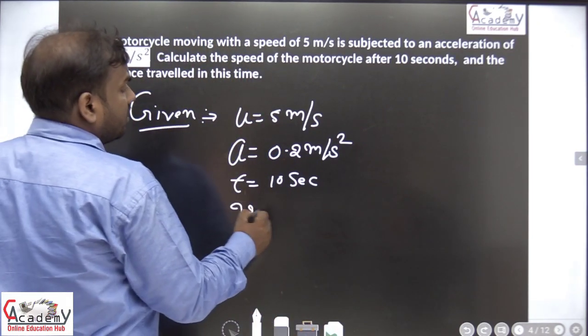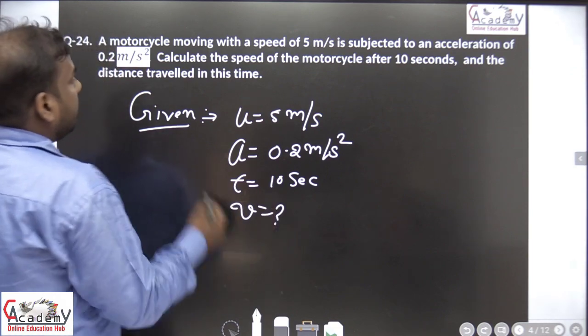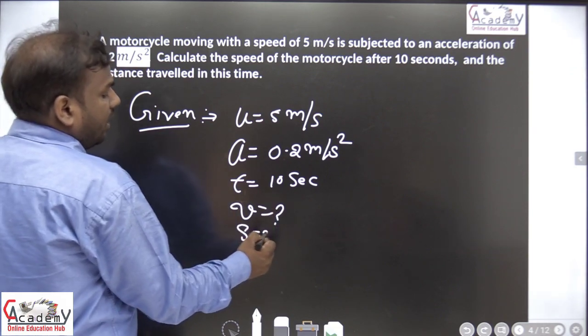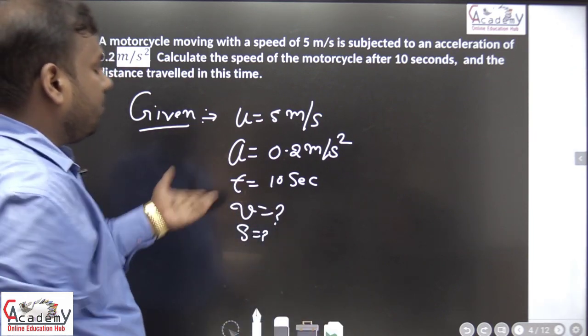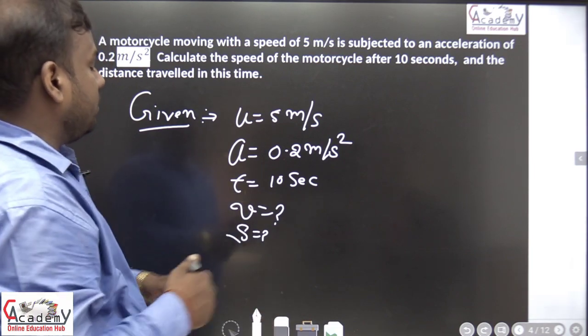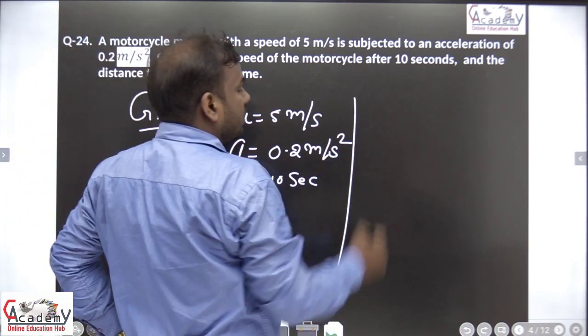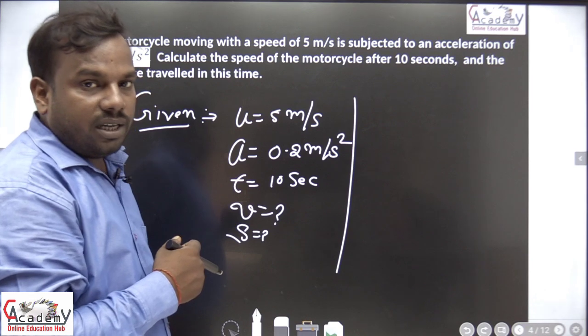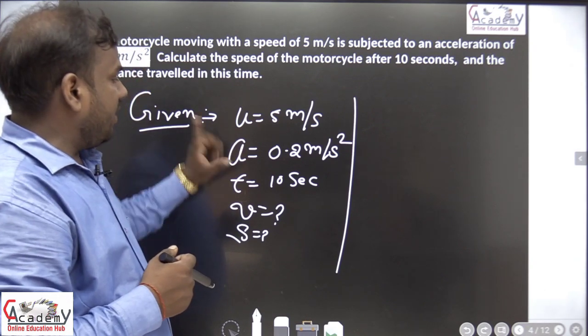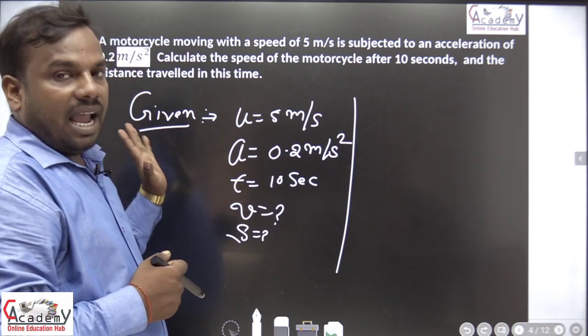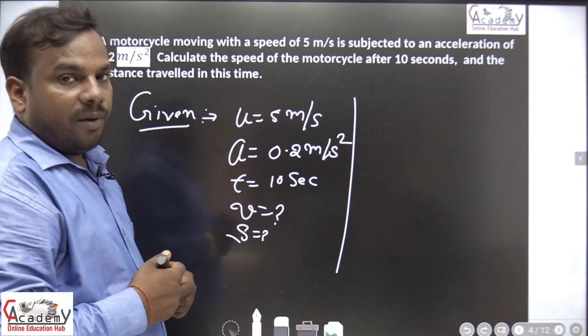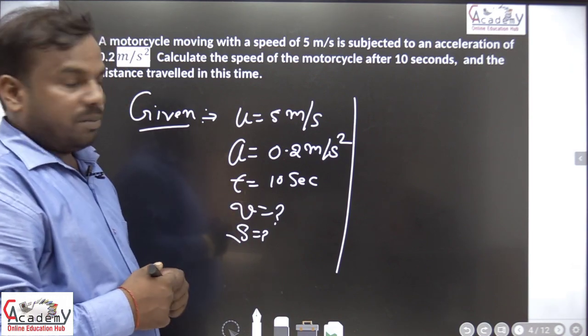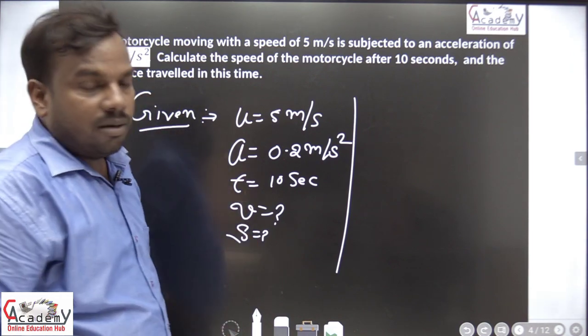Okay, we have to find the final velocity and the distance traveled at this time. Which equation of motion do we use here? Because u is given, acceleration is given, and time is given, we have to find the velocity and the displacement, or distance covered, by the motorcycle.